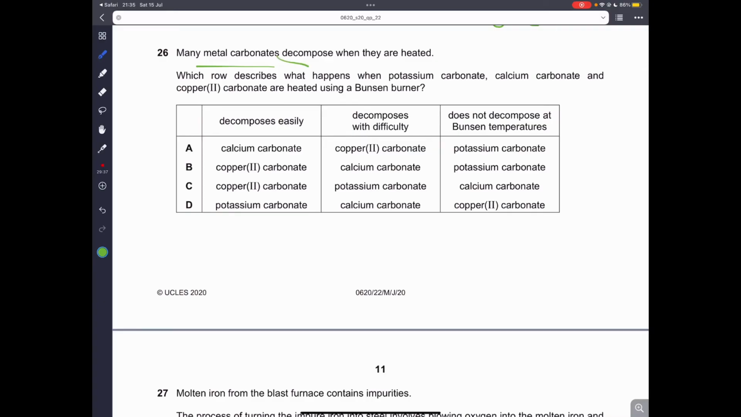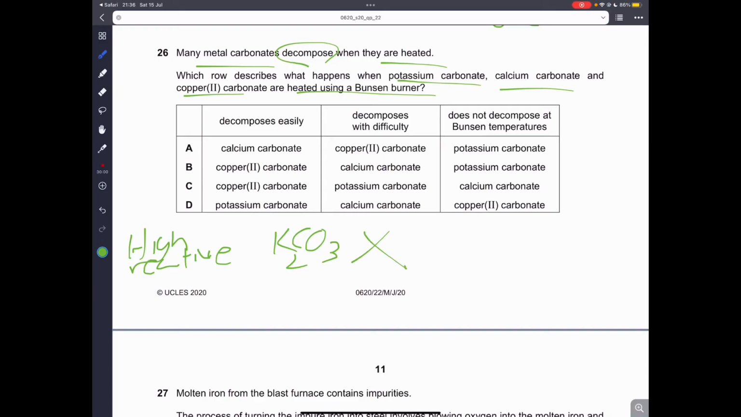Question 26. Many metal carbonates decompose when they are heated. Which row describes what happens when potassium carbonate, calcium carbonate, and copper carbonate are heated with a Bunsen burner? Well, you have to know the decomposition reactions of carbonates as well. Highly reactive metal carbonates, such as potassium carbonate, will not decompose. It does not decompose at all. For low reactivity metals such as calcium and copper, the carbonates are going to decompose.